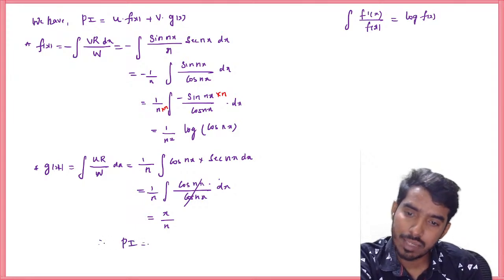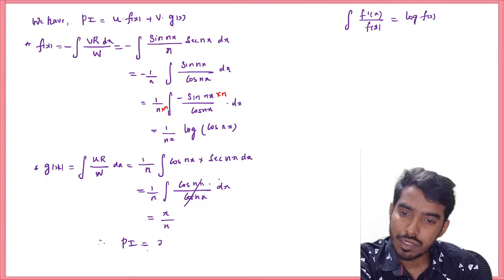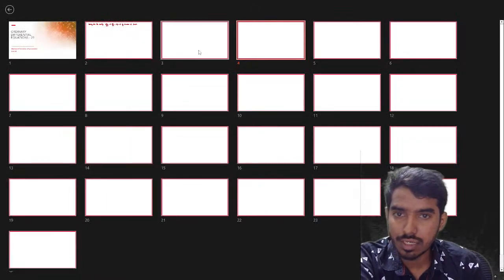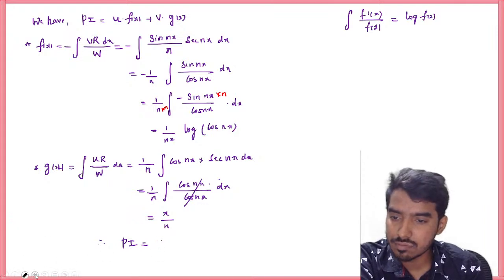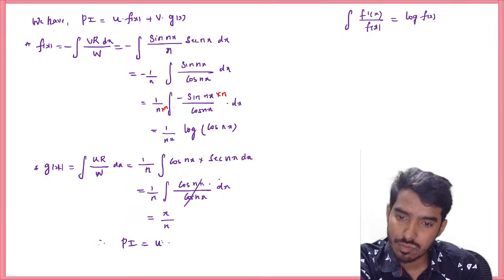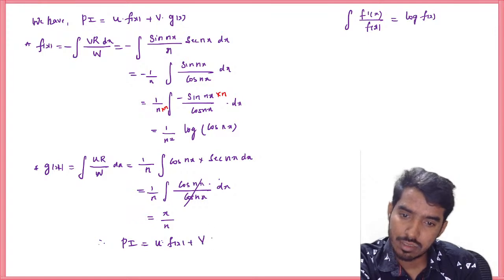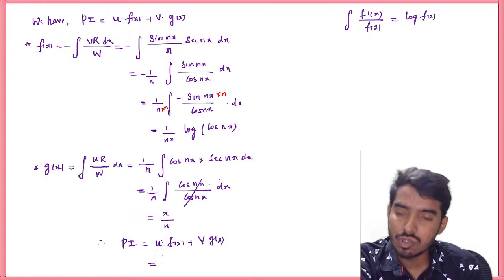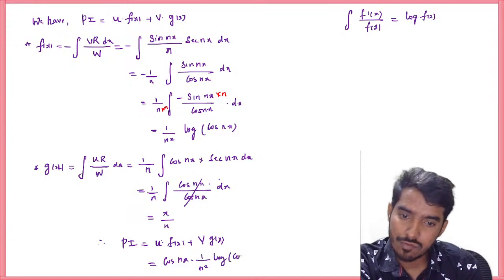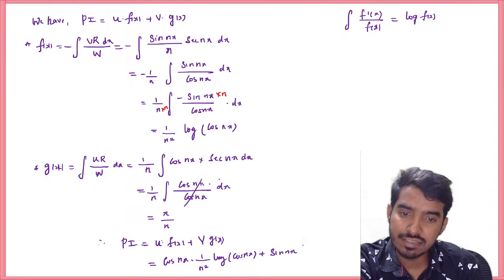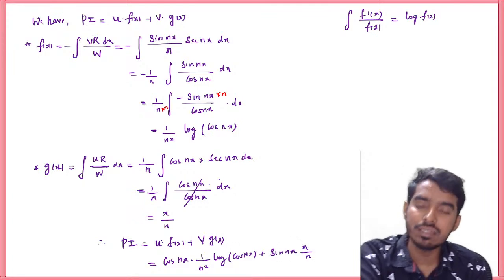So therefore the particular integral is u into f of x plus v into g of x. What is u? u is cos nx, into f of x. So f of x is 1 by n square log of cos nx, plus v is sin nx, g of x is x by n. This is the particular integral.